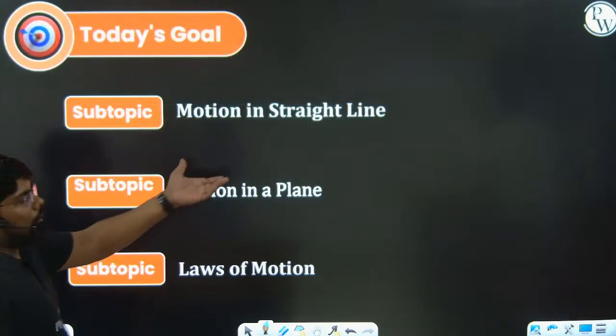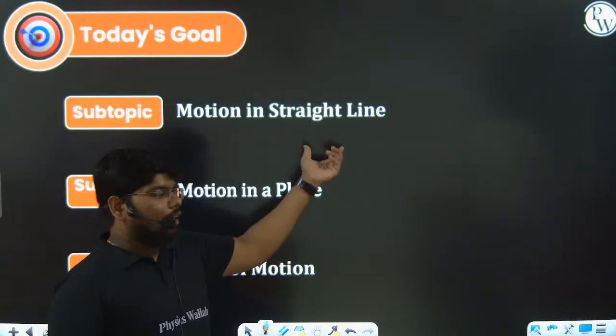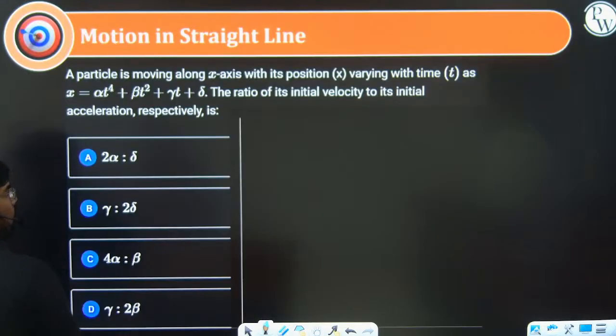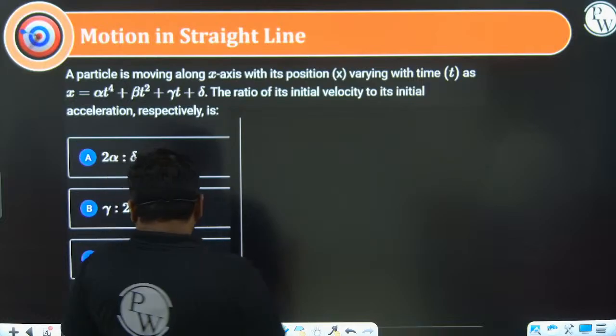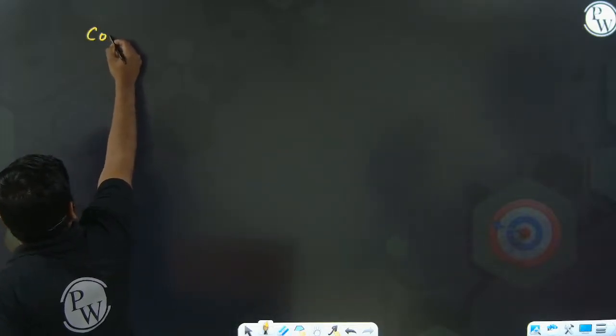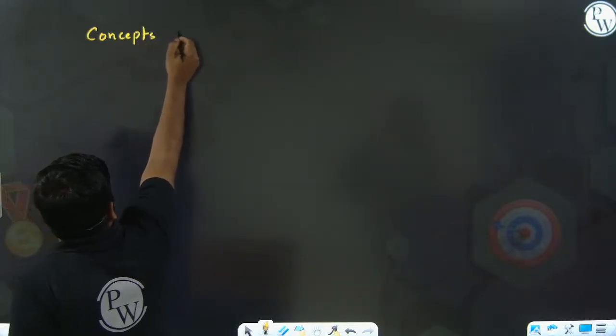Kinematics consists of 2 topics, straight line and plane, and in laws of motion we will try to include a few questions on friction as well. Now, the concept part: what is the concept that is required for kinematics?